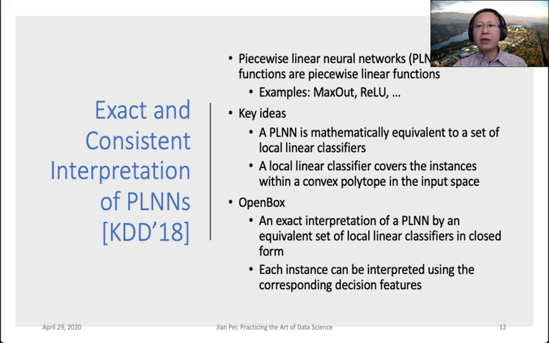Also, a local linear classifier covers the instances within a convex polytope in the input space. Therefore, the idea of an exact interpretation is to capture those convex polytopes. We build a tool called OpenBox, which is an exact interpretation of a PLNN by an equivalent set of local linear classifiers in closed form, where each instance can be interpreted using the corresponding decision features.